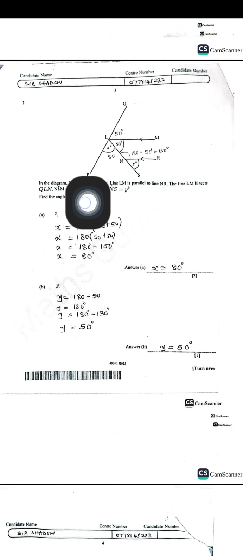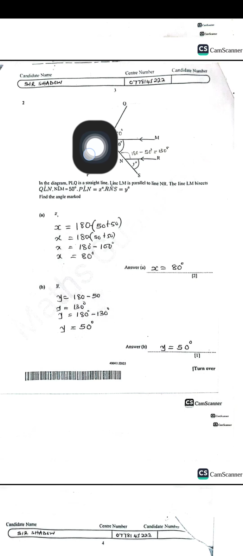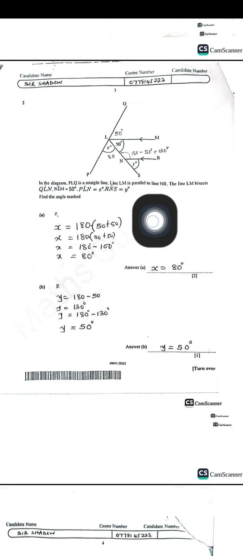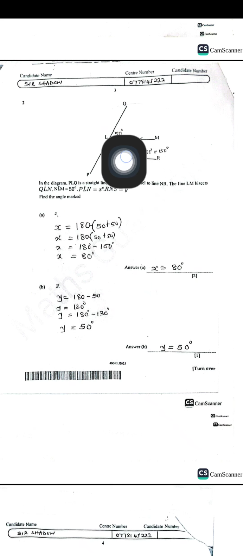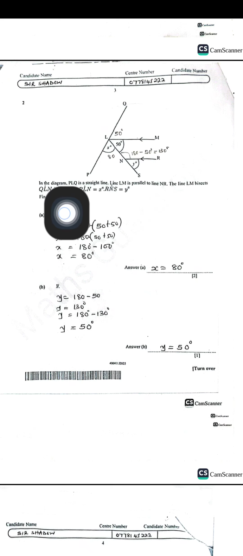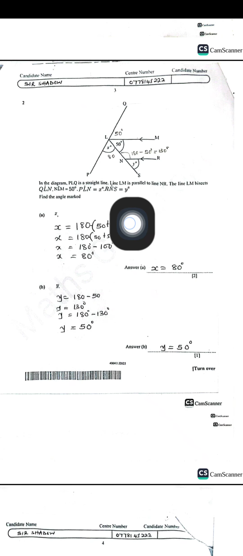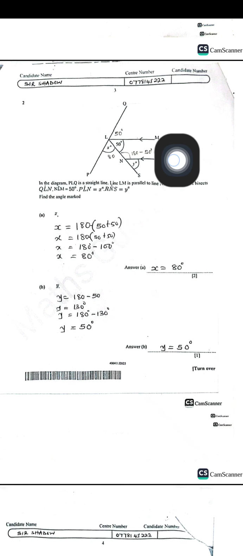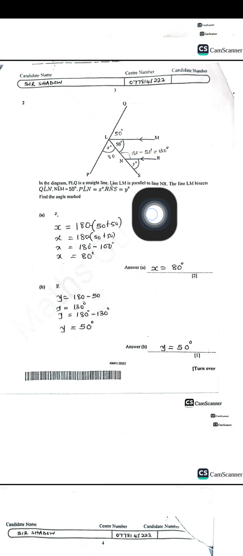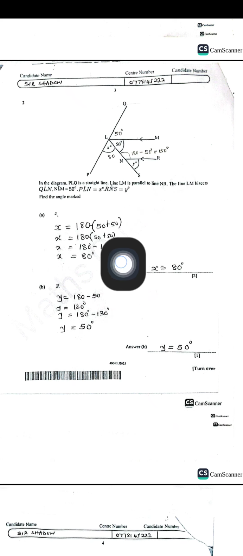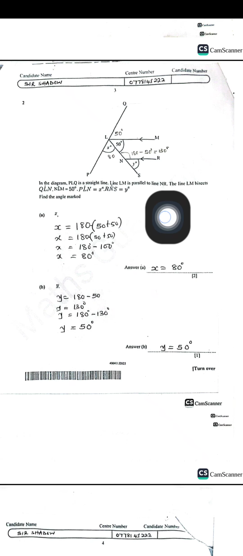I managed to write this diagram using a pen so that you can see how best to complete the angles. When dealing with angles, first of all, you have to complete the diagram, then you pick your answers later on, right? So in the diagram, we have PLQ right here. PLQ is a straight line whereby LM is parallel to NR, right? These two lines are parallel to each other, so they never meet.